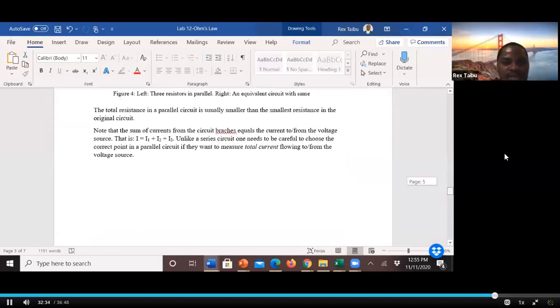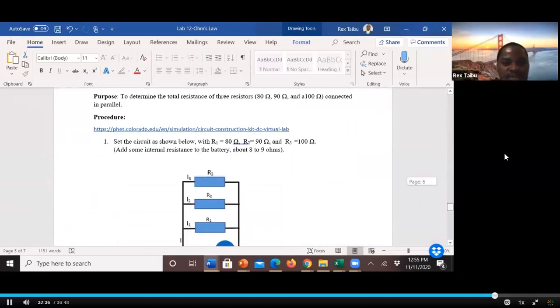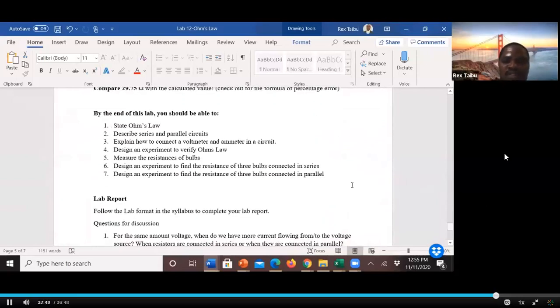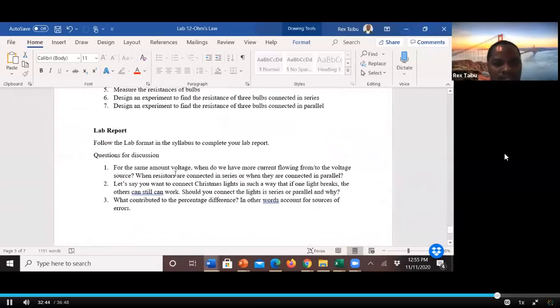Then you come here and answer these questions. Very interesting questions. After you finish, this is just objectives here. For the same amount of voltage, when do we have more current flowing from the voltage source? When resistors are connected in series or when they are connected in parallel? I want you to think about this. When do we have more current flowing?